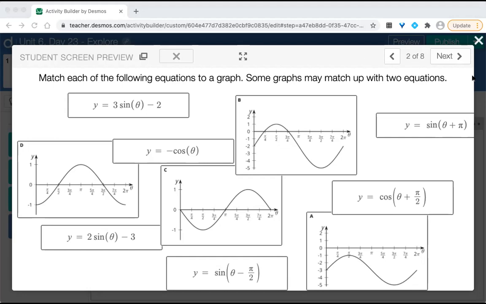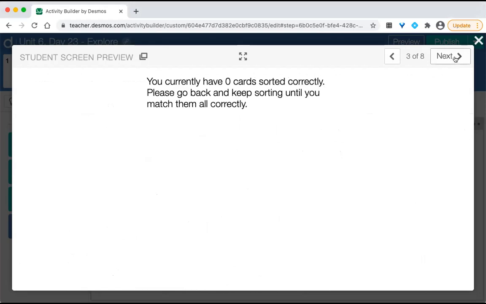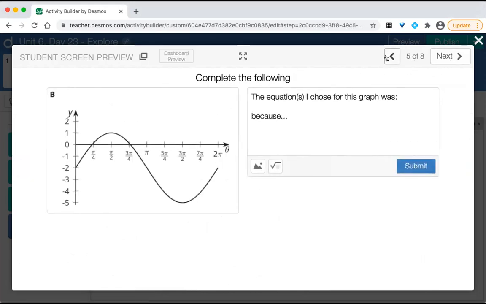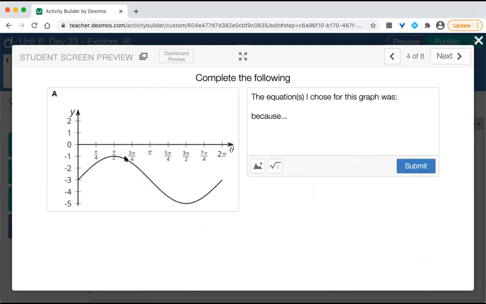Now, once they finish sorting these cards, you'll notice that the next slide after the self-checker is 4 slides that look kind of the same, but the graphs are different. You'll see a picture of graph A, and it says, the equation I chose for the graph was, because, and then the reasoning. So you want students to include the equation and explain why they picked it.